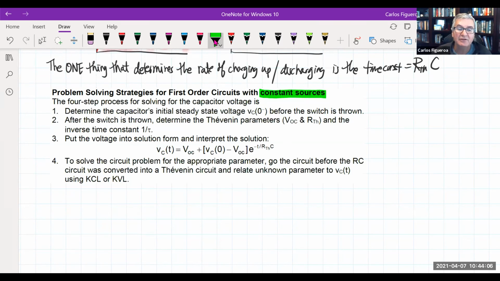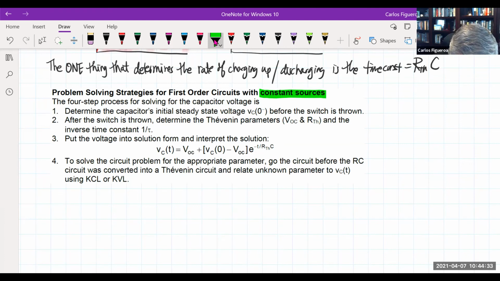Constant sources. You try to do this to dependent sources, dude, I'm just going to give you 0. Maybe I might give you 3 points. This is only true for constant sources. And we're doing it this way because we want to learn physically what is happening in an RC circuit or an RL circuit. Once we get to the mathematics, all hell breaks loose.